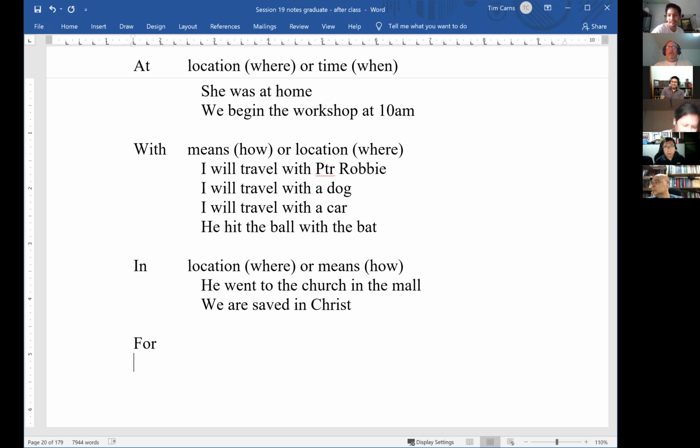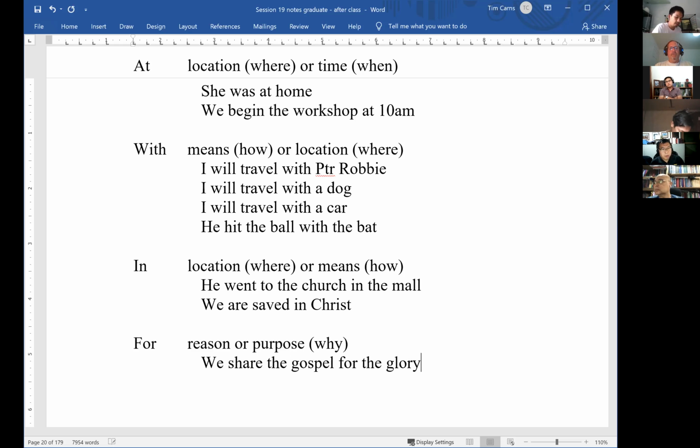Okay, the word "for." Pastor Entz, are you there? Can you tell us, how is "for" used? "For" usually answers the question why or purpose. Yeah, it gives a reason or purpose, which would answer the question why. So an example of that might be, we share the gospel for the glory of Christ. That's a purpose, why we share the gospel.